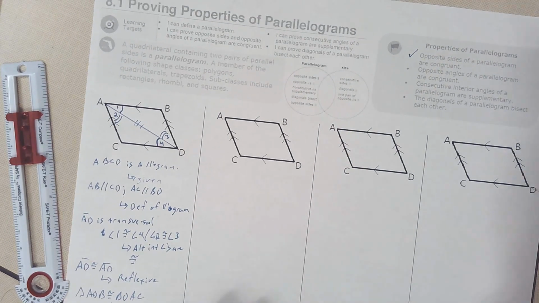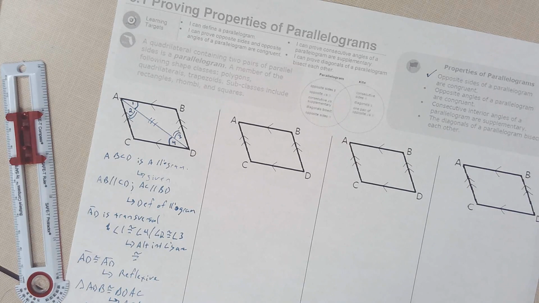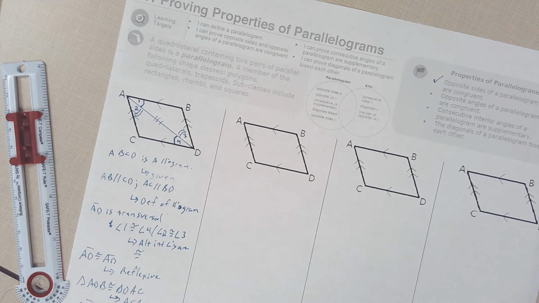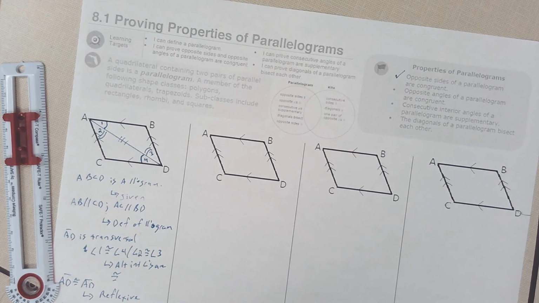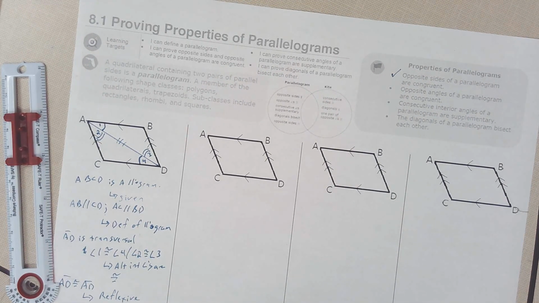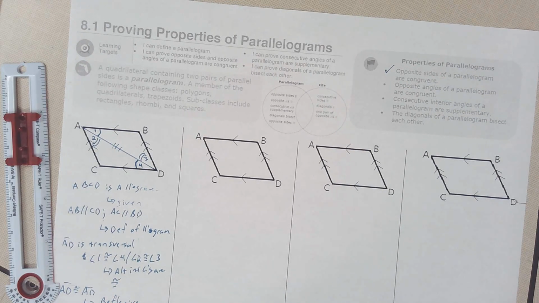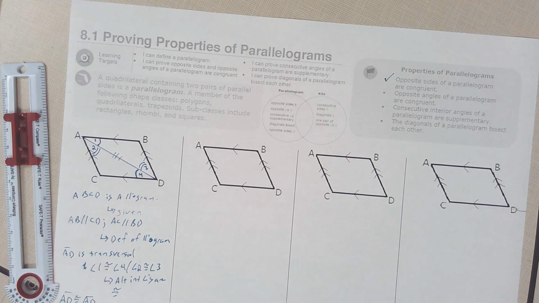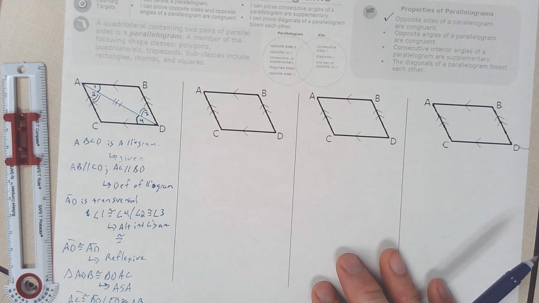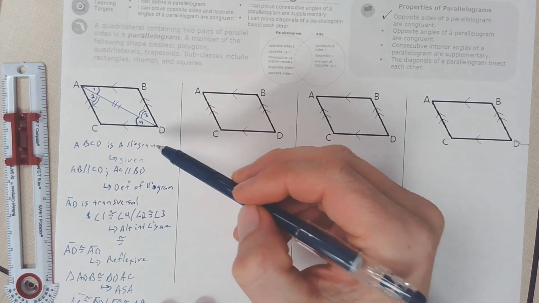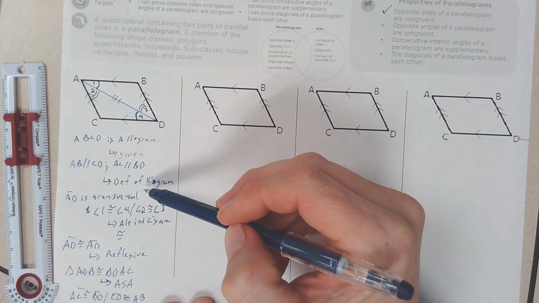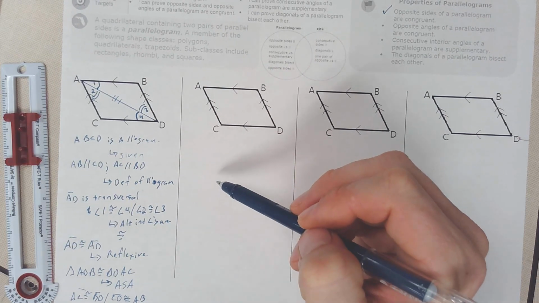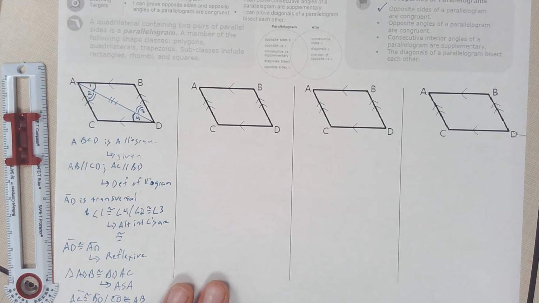The next one is that opposite angles of a parallelogram are congruent. It's kind of the same proof here, so let's get on that one. Opposite angles of a parallelogram are congruent. It's kind of the same thing here. We have the same first two. I'll pause this for a second and change colors.